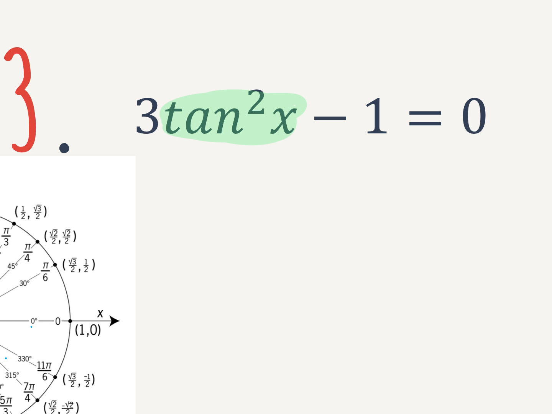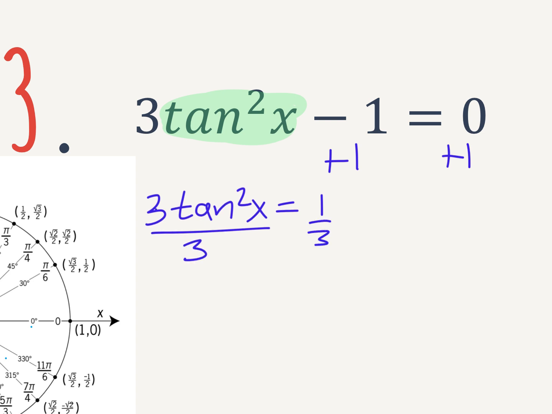So there's two things we need to do. What are those two things? We're going to add 1 to both sides. Perfect. So I have 3 tangent squared of x equals 1. And then you said to do what? Divide by 3. Perfect. So tangent squared x equals 1/3.